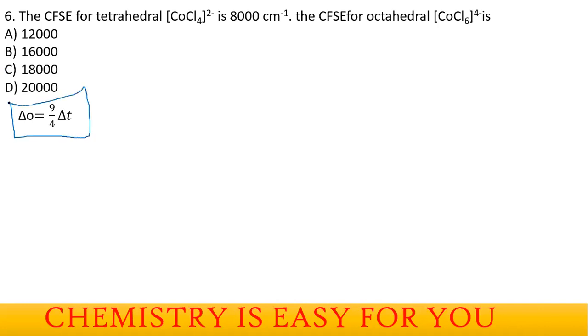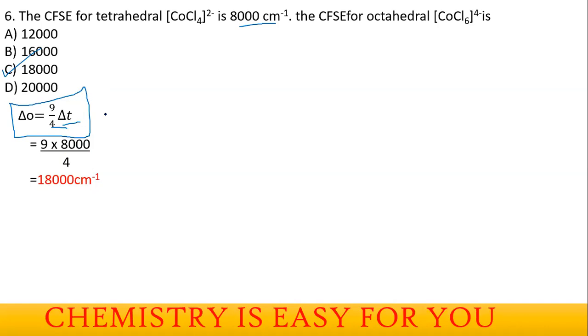Now delta T is already given as 8000. It is just direct substitution. So 9 into delta T, which is 8000, divided by 4. We get 18,000 per centimeter. Option C is the right answer. Please keep this particular equation in mind. There are a few numericals that would come in inorganic chemistry, and one such question is this one, the CFSE comparison, CFSE of tetrahedral and octahedral calculation from one another. So if CFSE for tetrahedral is given, we can calculate those of octahedral and vice versa.